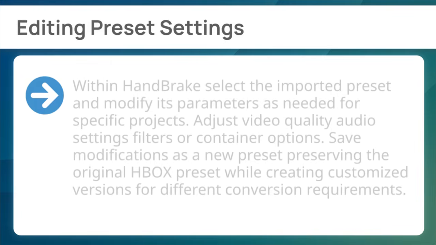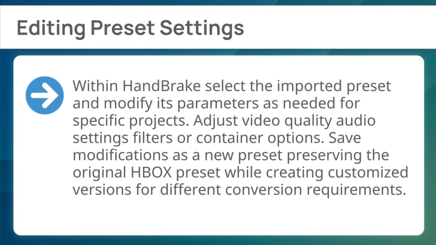Next, editing preset settings. Within HandBrake, select the imported preset and modify its parameters as needed for specific projects. Adjust video quality, audio settings, filters, or container options. Save modifications as a new preset, preserving the original HBOX preset while creating customized versions for different conversion requirements.